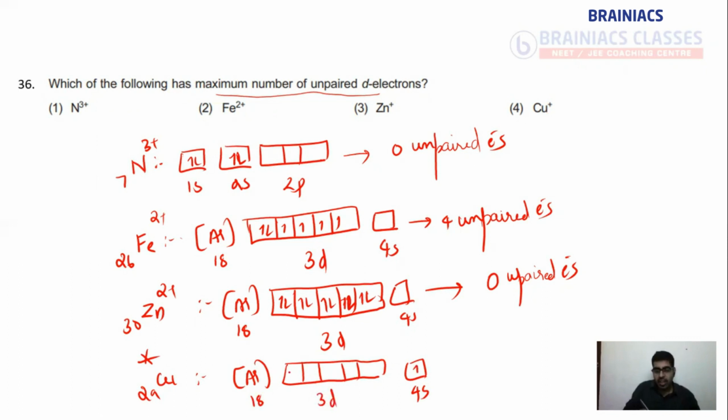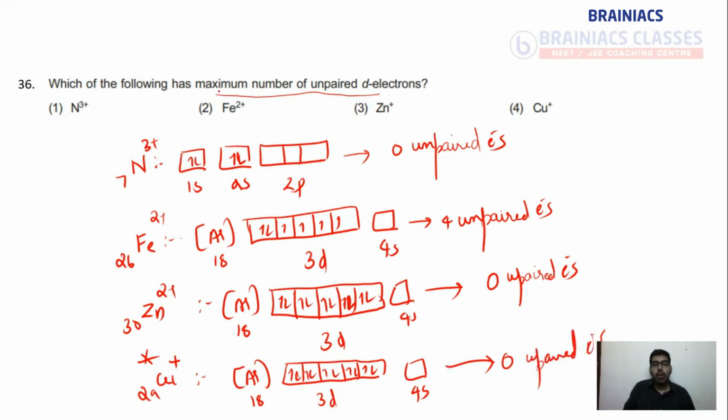Remaining 18, 19, 20, 21, 22, 23, 24, 25, 26, 27, 28, 29. To get the d orbital completely filled, 4s is filled partially. That is, one electron is placed in 4s. Now Cu plus. Cu plus means one electron is removed. So how many unpaired electrons? 0 unpaired electrons.